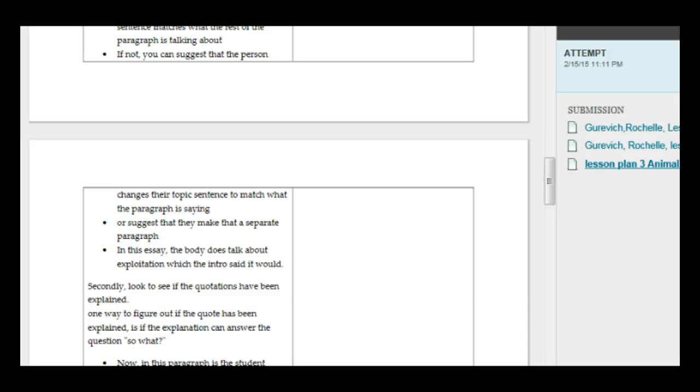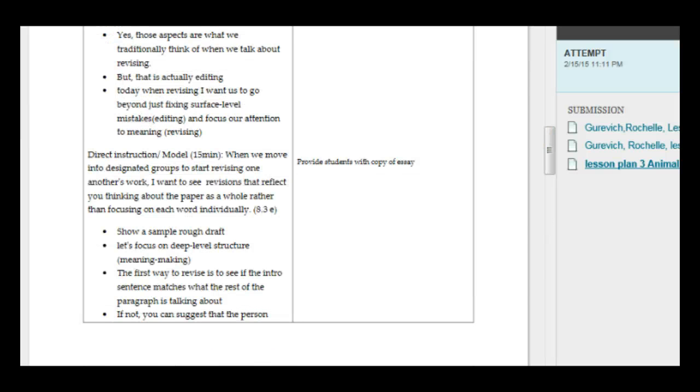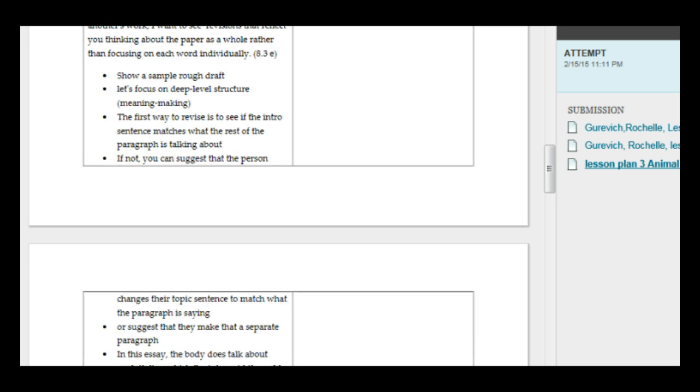And third, whoops, I think I scrolled too far, sorry. Okay, good. And then third, you move into direct instruction about the new piece that you want them to look at, revision, okay? So in this one, I like the fact that you actually included the rough draft so that I can see specifically what you're doing, you know, what it is you're talking about.